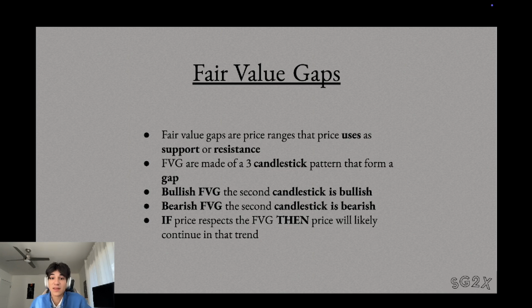A fair value gap is made out of 3 candlesticks. It is either the top of the first candle to the bottom of the third candle, or the bottom of the first candle to the top of the third candle, depending on if we're going down or going up with those 3 candles. A bullish fair value gap has a second candlestick that's bullish, and the same thing but opposite with bearish fair value gaps: the second candlestick is going to be bearish. And we can expect price to respect these zones whenever we tap into them.